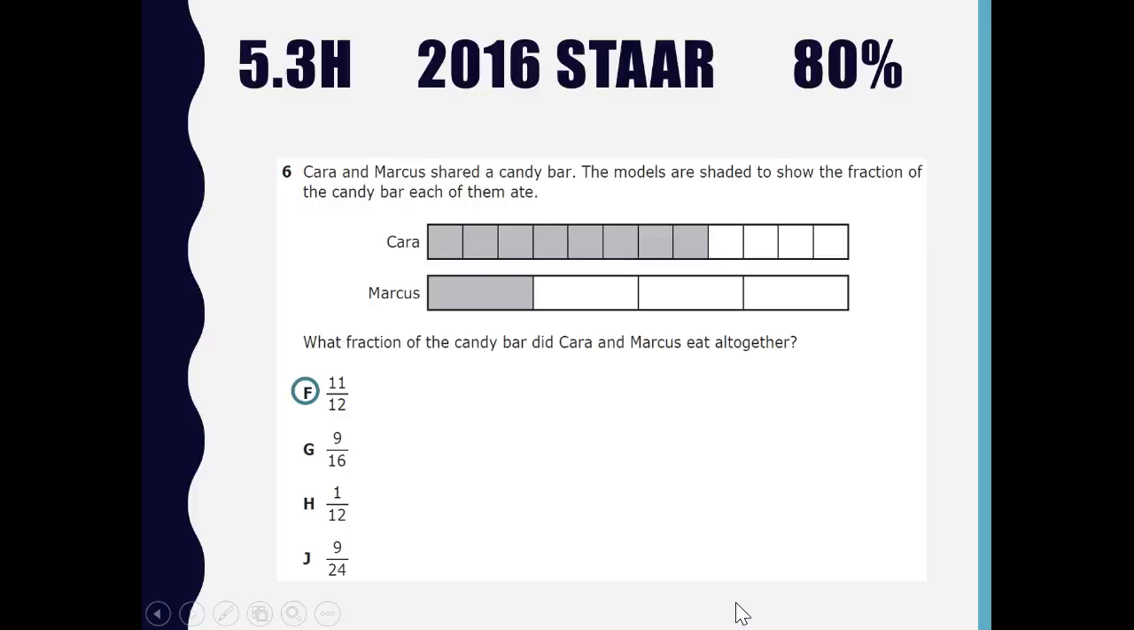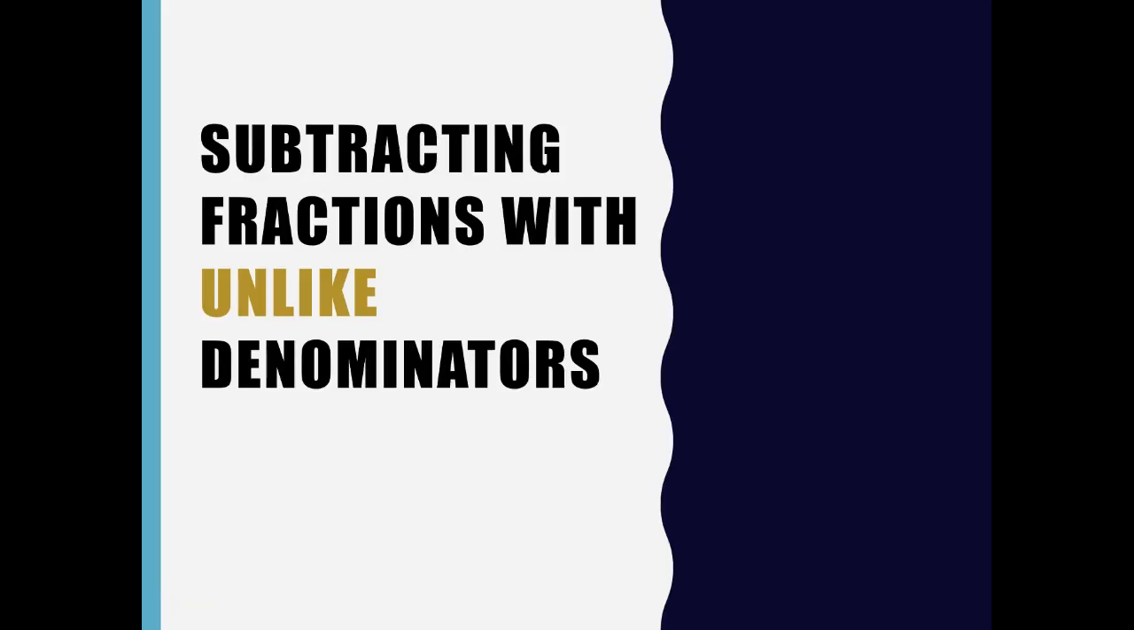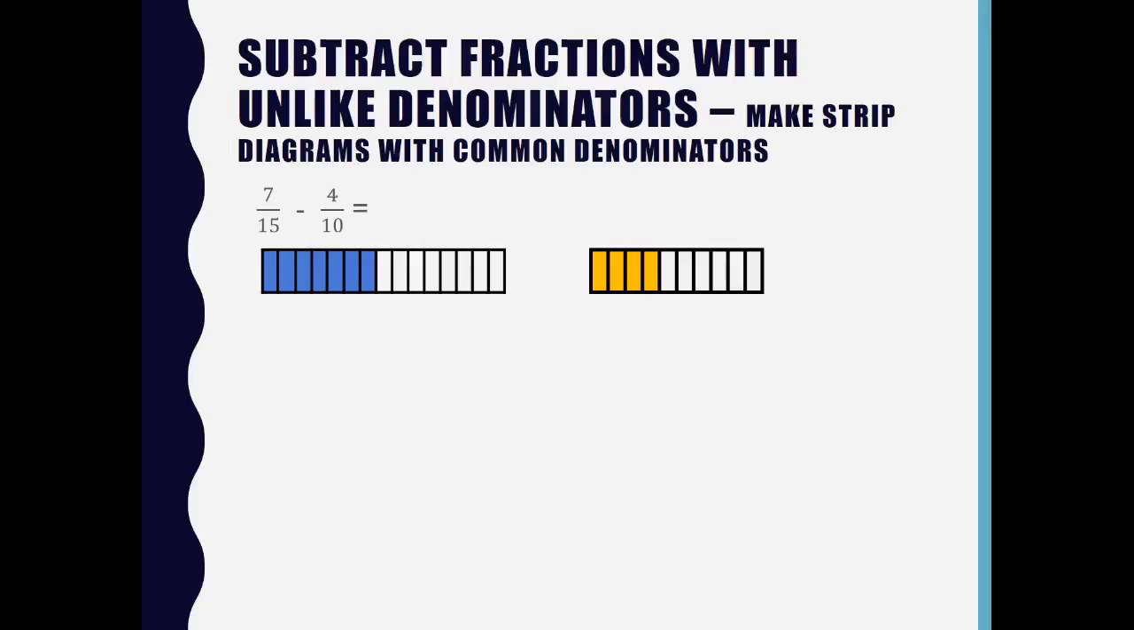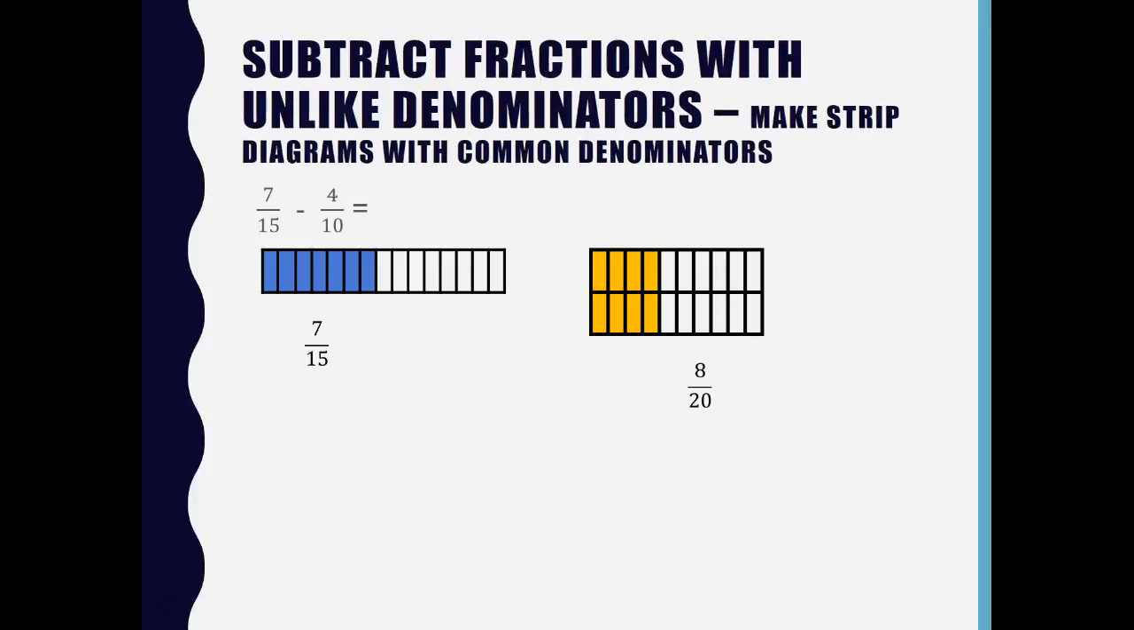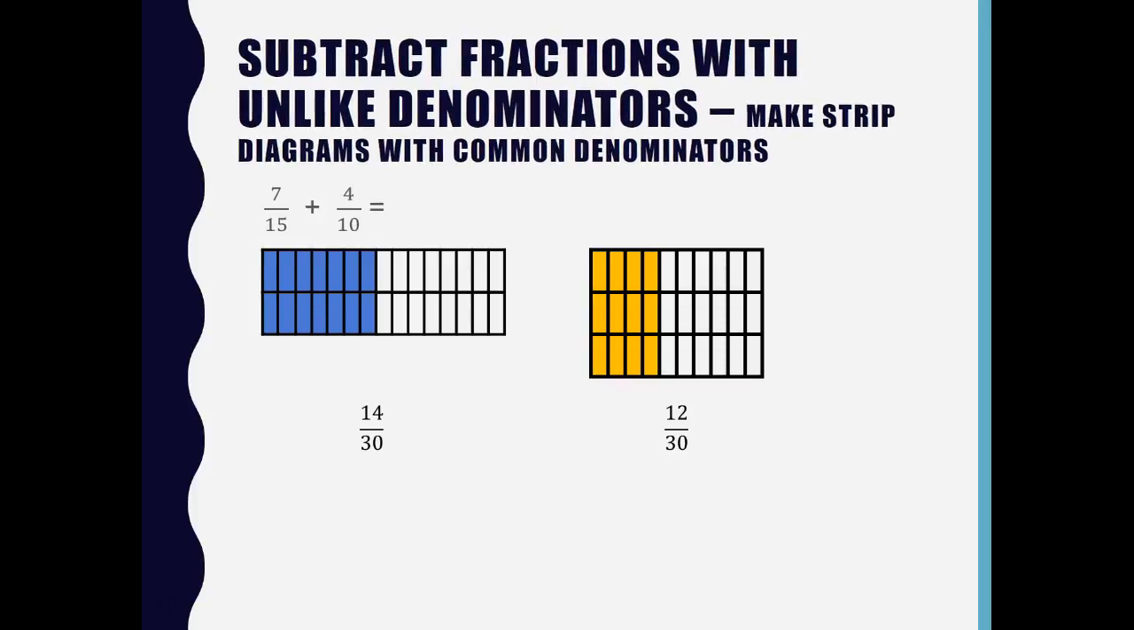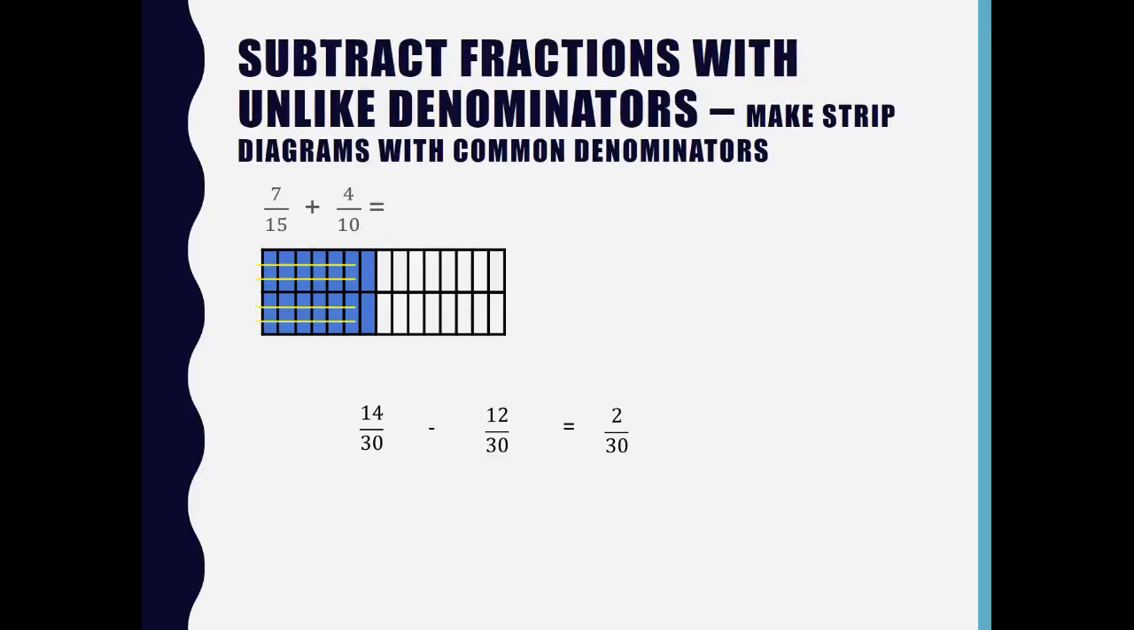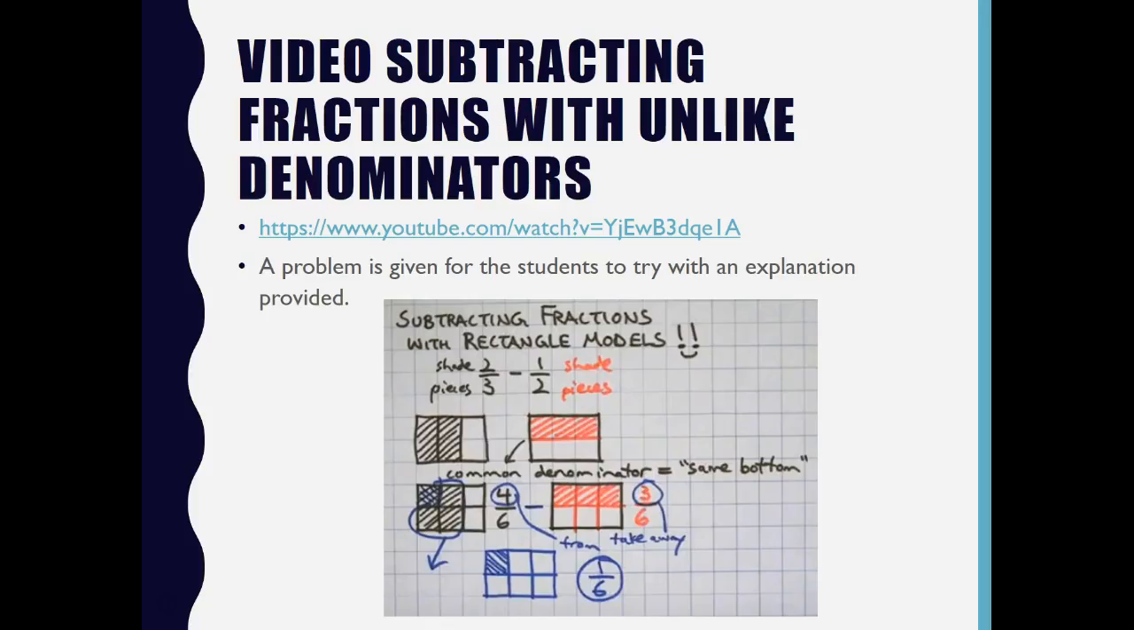Now, this is an item that we had on STAR using pictorial models. And now we're going to go to subtracting fractions with unlike denominators. Same idea of using the models to get a common denominator. And of course, we end up with 12/30ths. And 14/30ths minus 12/30ths leaves us with 2/30ths, which can then be simplified to 1/15. There is a video available that helps you use fraction models.